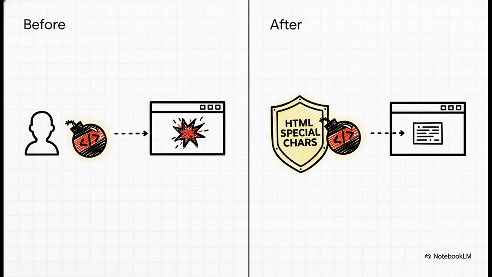One of your best tools for this is htmlspecialchars. Let's say an attacker tries to submit a comment with a malicious script tag in it. If you just echo that back to the page without thinking, the browser will execute their script. But htmlspecialchars turns characters like less than and greater than into harmless text, completely neutralizing the attack. You should use it every single time you display user-provided data.